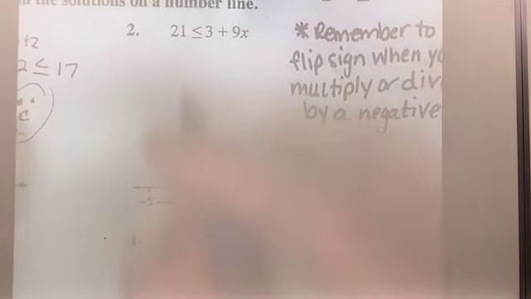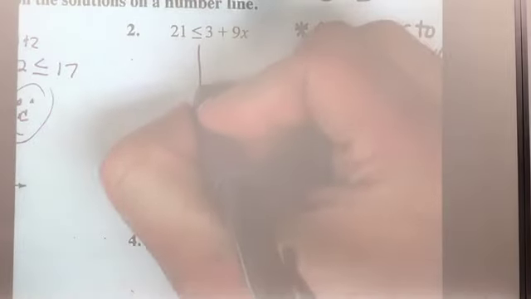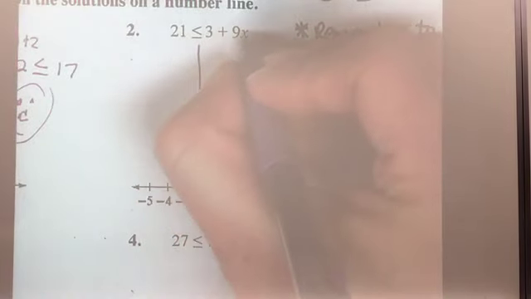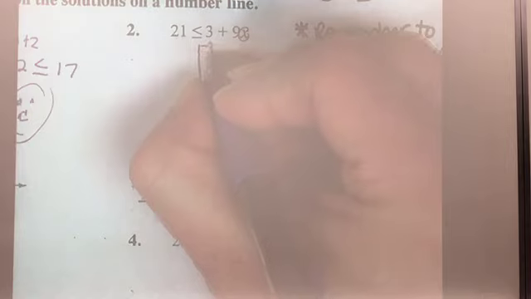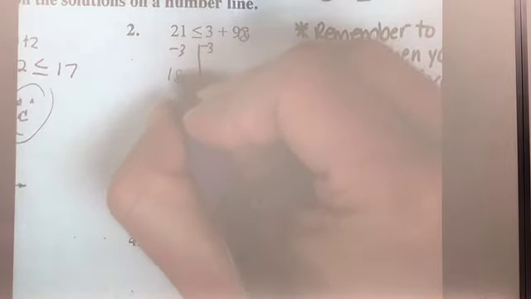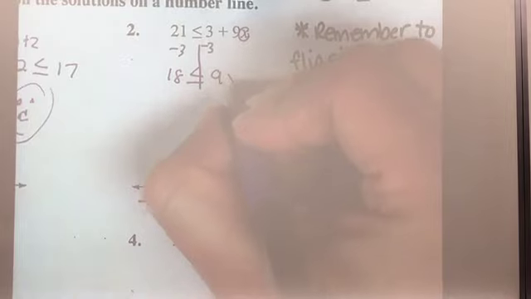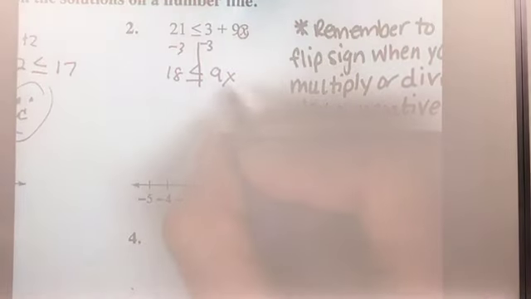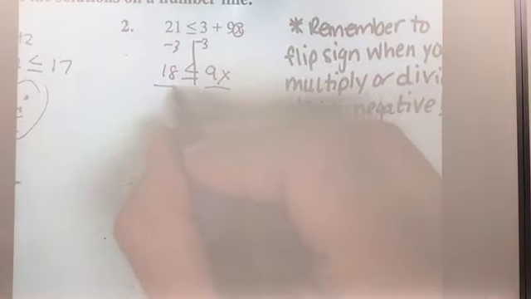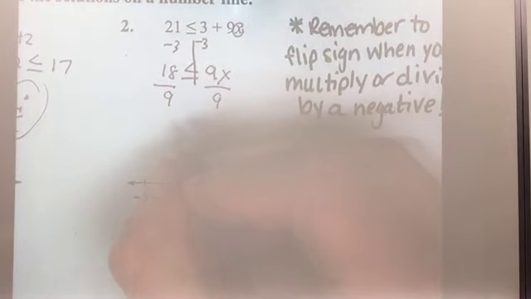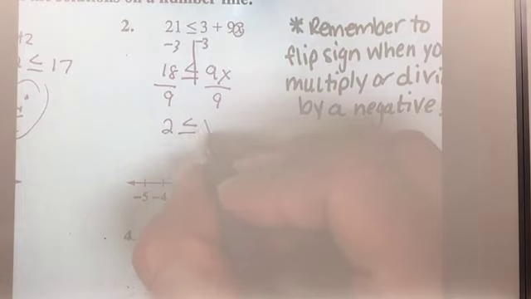Number 2, I draw my line. I find my variable. I subtract my 3 from both sides. 18 is less than or equal to 9x. I'm going to divide both sides by 9 since I'm multiplying. So 2 is less than or equal to x.